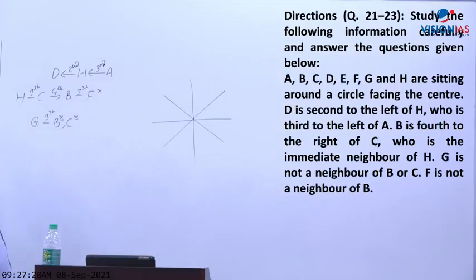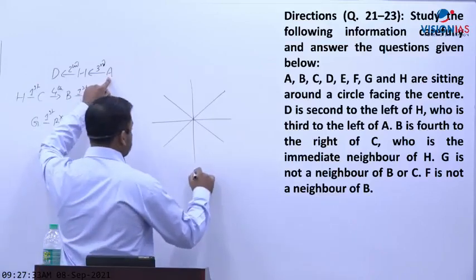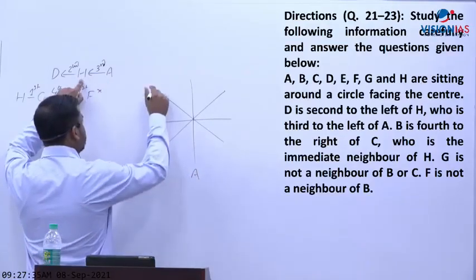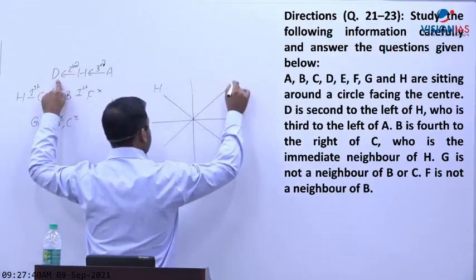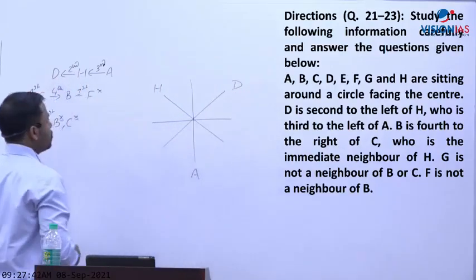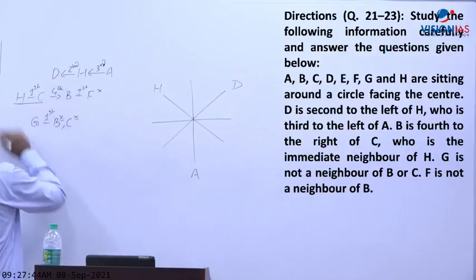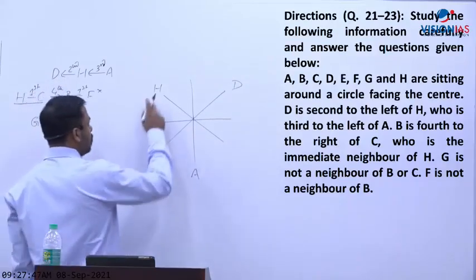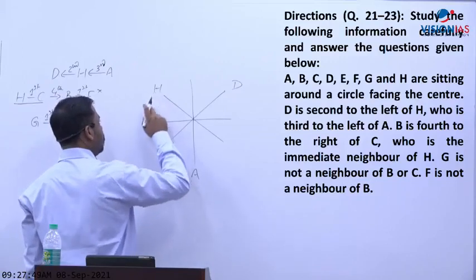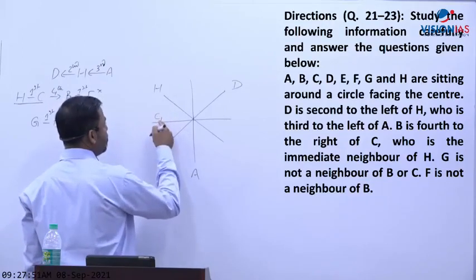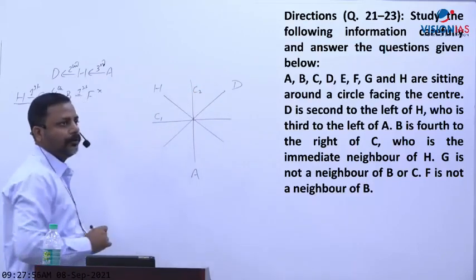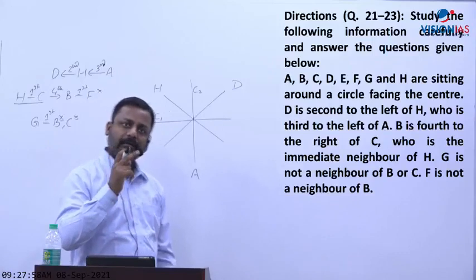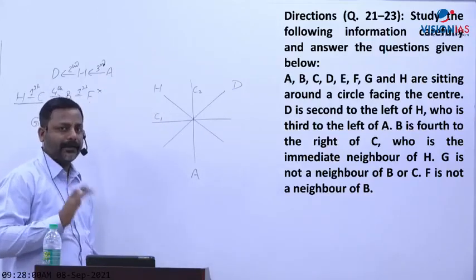So let's put this particular information now. We will start from A. On the left hand side of A, at third place, H is there. And on the left hand side of H, at second place, D is there. Now since C and H are immediate neighbors, C can be on either side of H. It can be on the right hand side or on the left hand side. So there are two possible conditions for putting C. We will check one by one.